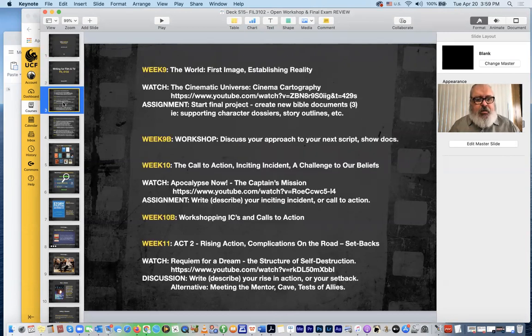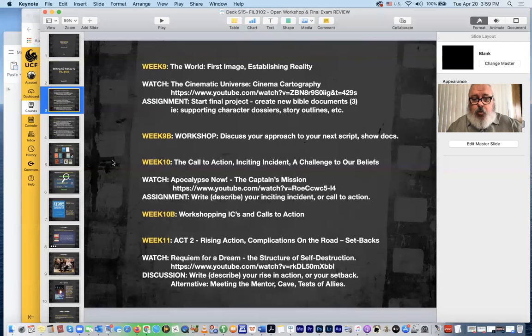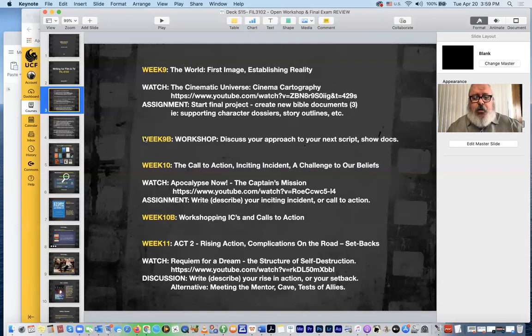So the remainder of the outline for this class, starting in week 9, we had the remainder of the world building conversation that we started in week, I think it was week 6 or 7, prior to the midterm exam. We talked about the first image. And then we had a very nice workshop involving discussions of first image samples from your scripts.